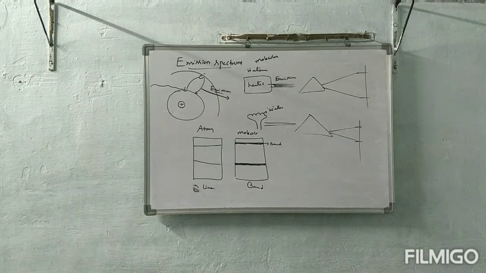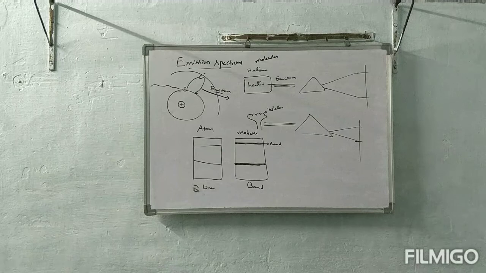Spectrum is of two types, continuous and discontinuous. Under discontinuous spectrum, further two types are there, emission and absorption. Under emission again, two types are there, line spectrum and band spectrum. Okay, this line spectrum is formed by atoms and band spectrum is obtained by molecules.